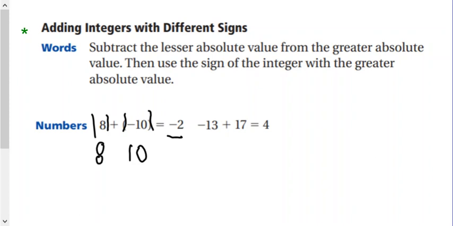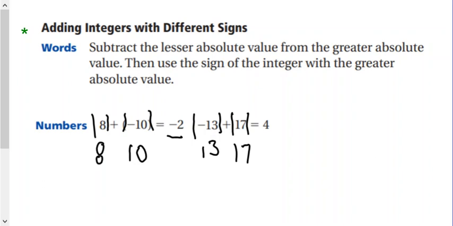Okay, so hopefully that one makes sense. Let's look at another example here. The absolute value of -13 is 13. The absolute value of 17 is 17. Okay, and then we want to use the sign of the greater absolute value. So that would be a positive 17. Okay, so when we combine them, we end up with a positive 4.